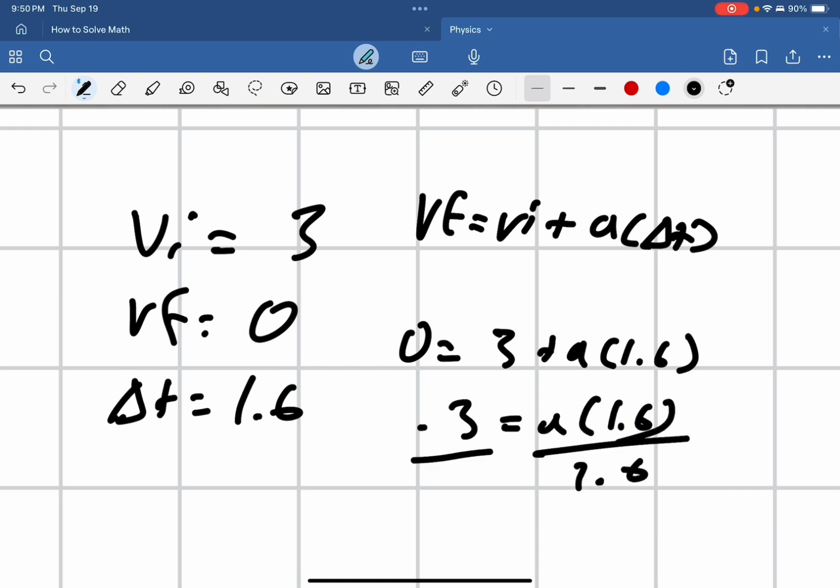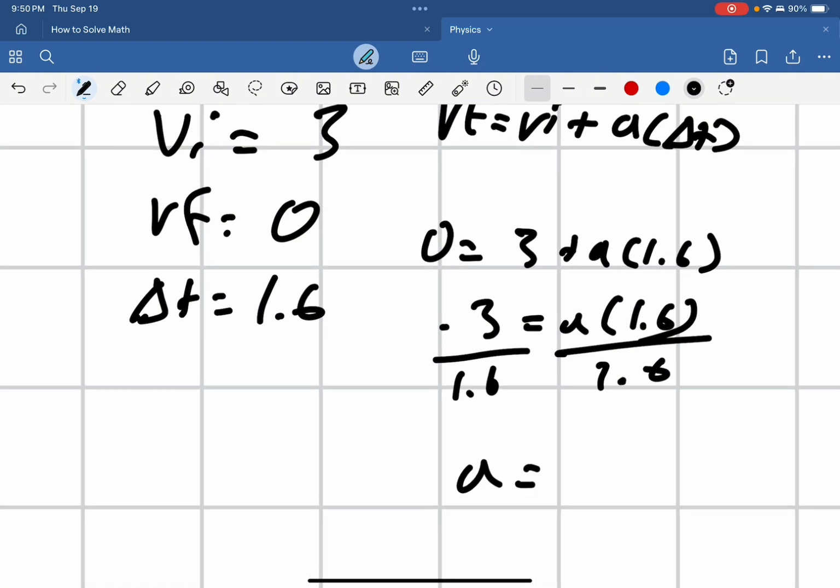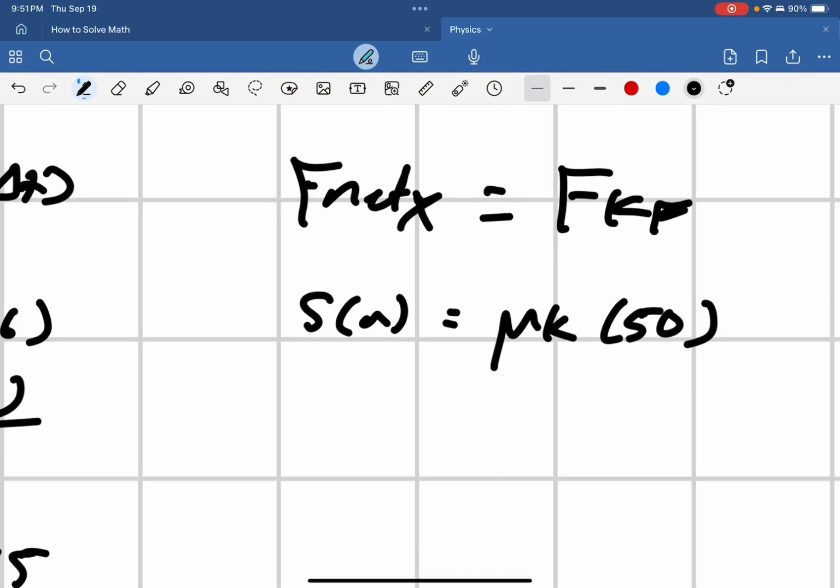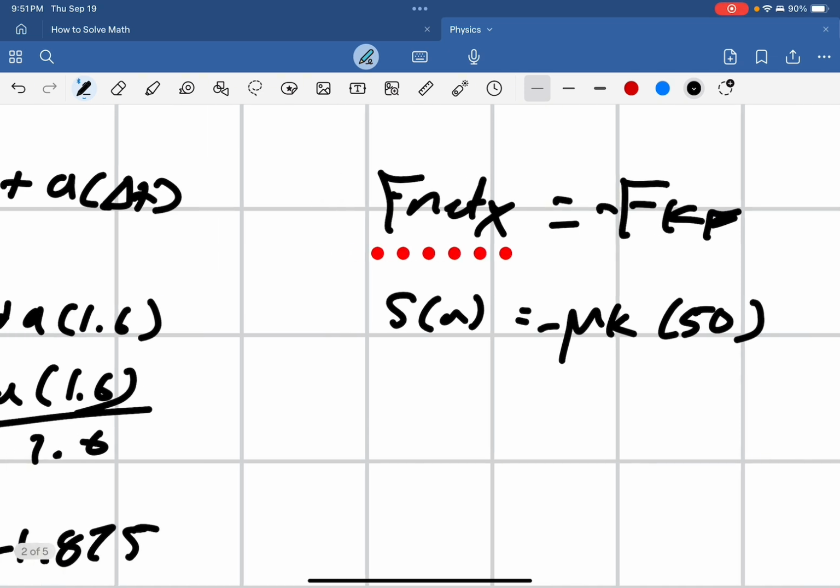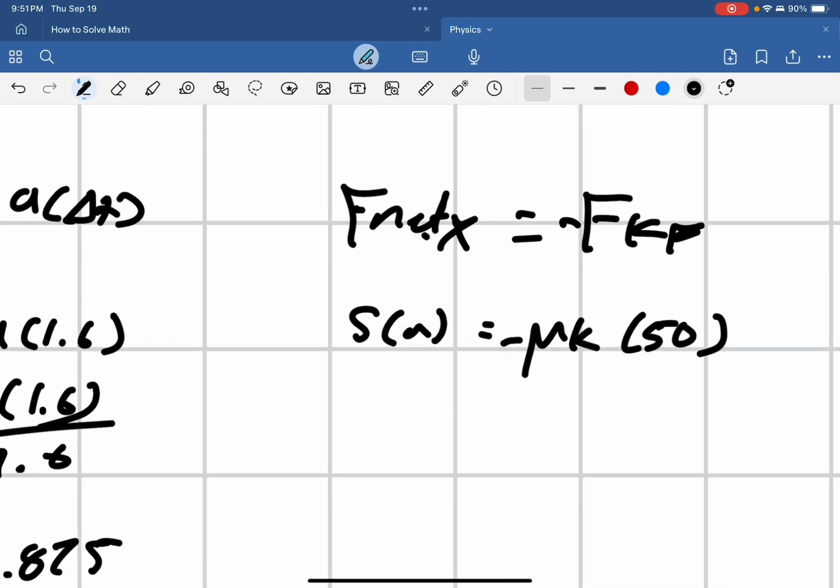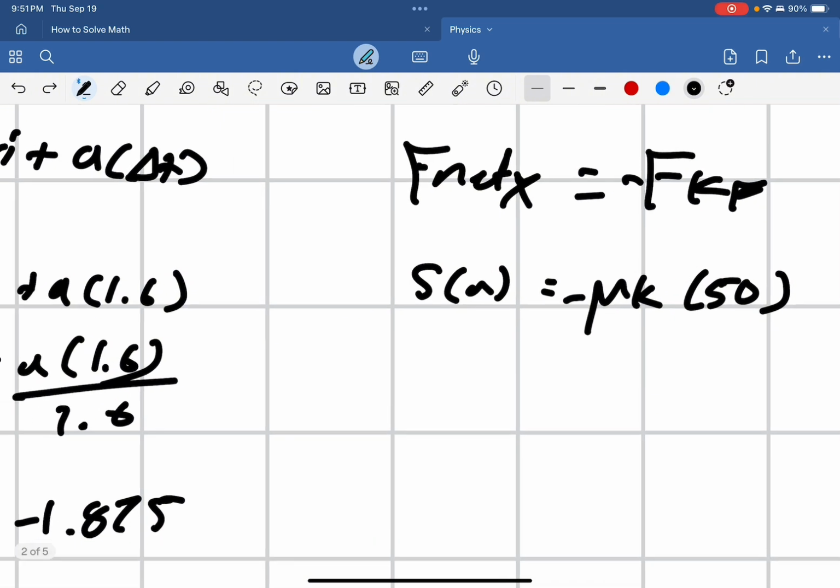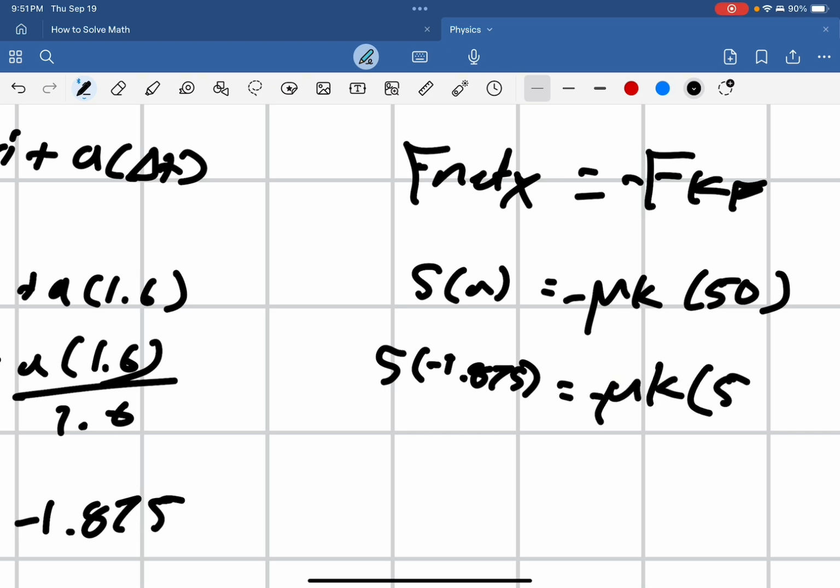Divide that by 1.6. We're going to get a is equal to negative 1.875, and this is going to be negative because it's on the negative side. So 5 times negative 1.875 is equal to negative mu k times 50.